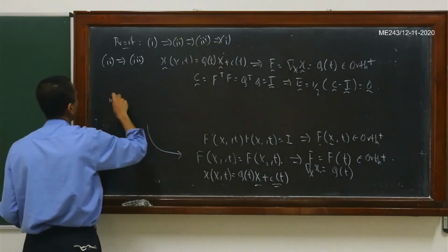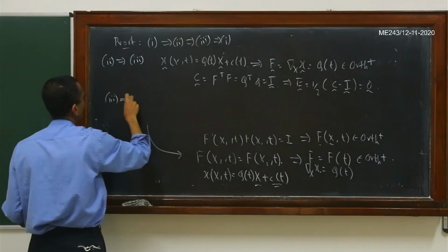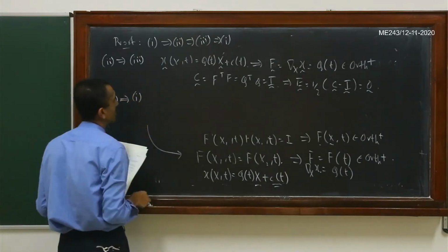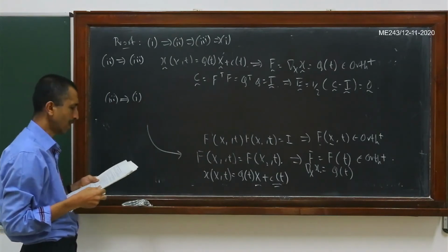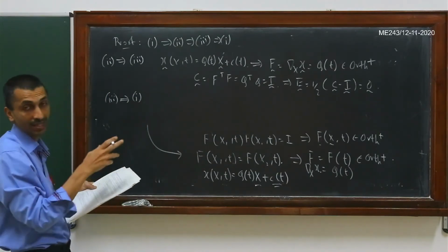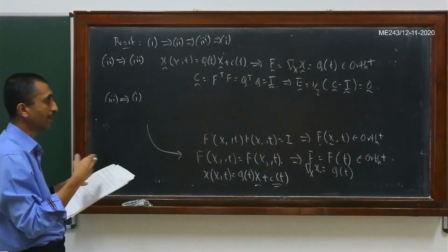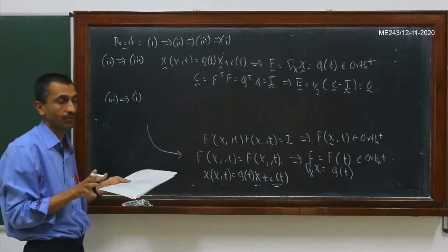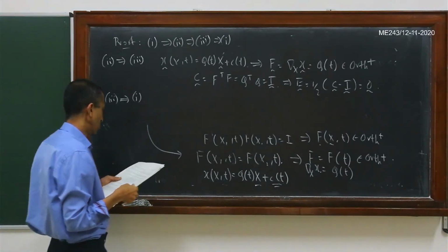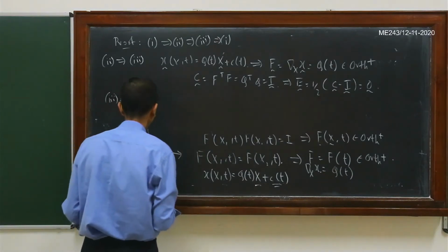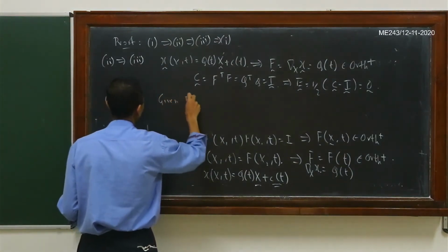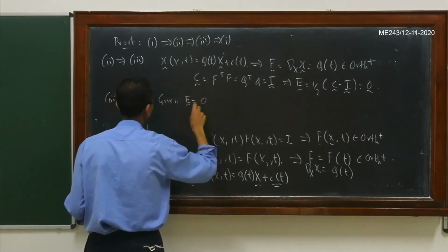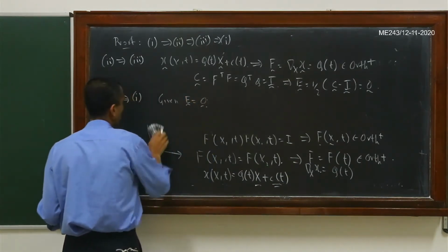So 3 implies 1. What we want to show is that E is given to be 0, and we want to show that the motion is rigid. So that means that star, whatever I have just erased, that the distance between any 2 points is preserved. That relation we want to now show from the fact that E is equal to 0. So now you are given that E is equal to 0.